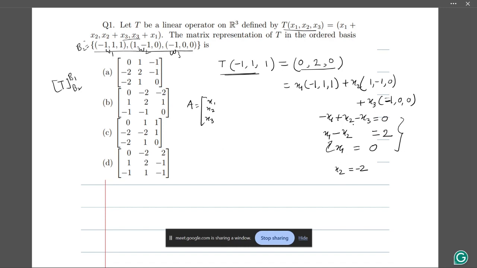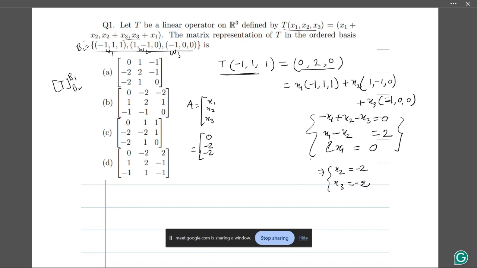And put x1, x2 both in the first equation. Then x3 will be, x1 is already 0, x2 is minus 2, then x3 will be plus 2? Minus 2, sir, minus 2 or plus 2? Let's see. Minus 2, minus 2. Yes, x2 is minus 2, and x3 is minus 2 only. So the first column we are getting here is 0, -2, -2.